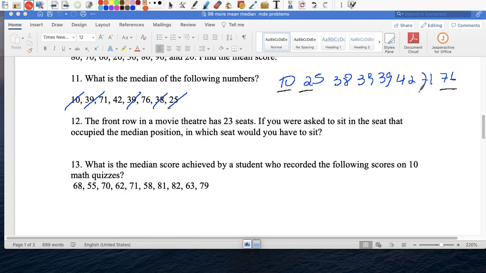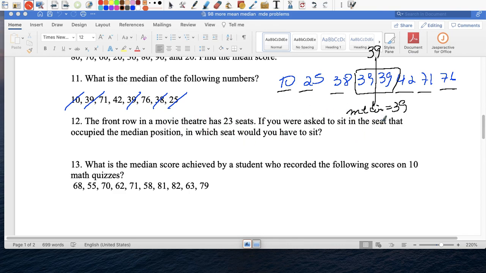Cross one from each side and walk towards the middle. We have two numbers in the middle. Add them up, divide by 2, so 39 plus 39 is 78 divided by 2, and our middle number is this 39. Okay, so the median equals 39.